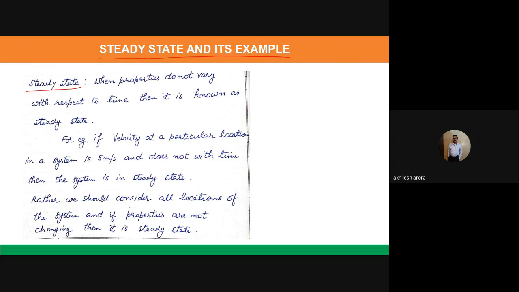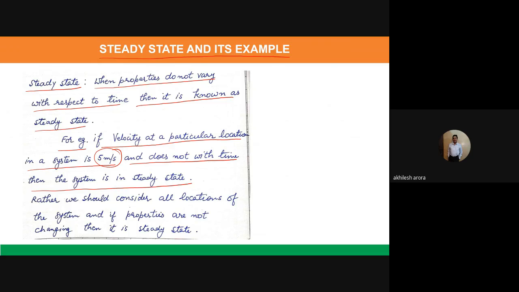Now what is steady state? When properties do not vary with respect to time, it is known as steady state. For example, if the velocity at a particular location in a system is 5 meters per second and does not vary with time, then the system is said to be in steady state. Rather, we should consider all locations of the system, and if properties are not changing, then it is known as steady state.